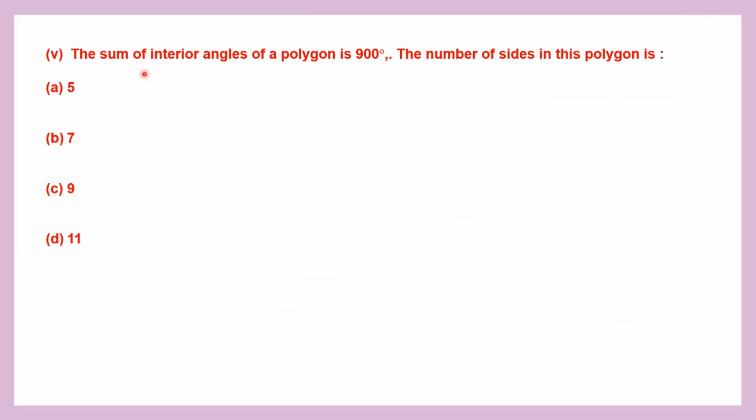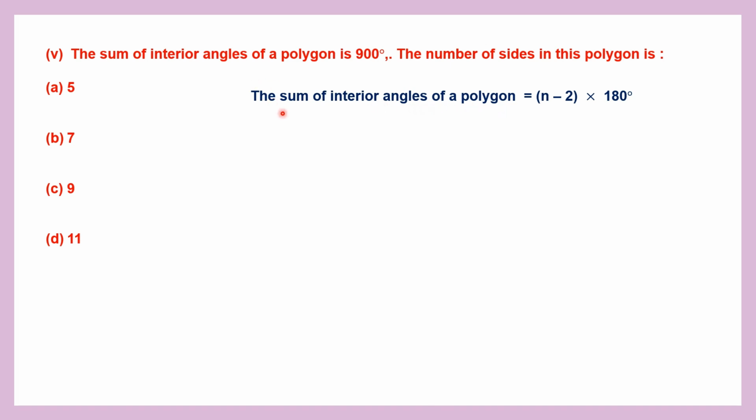Question 5. The sum of interior angles of a polygon is 900 degrees. The number of sides of this polygon. So, we have been given the sum of the interior angles. We have to find the number of sides. Which of these is the answer? Now, this is the formula to find the interior angles of a polygon. The sum of the interior angles of a polygon is equal to, in brackets, n minus 2, where n stands for the number of sides, into 180. If you use this formula, you can find the sum of the interior angles of the polygon.